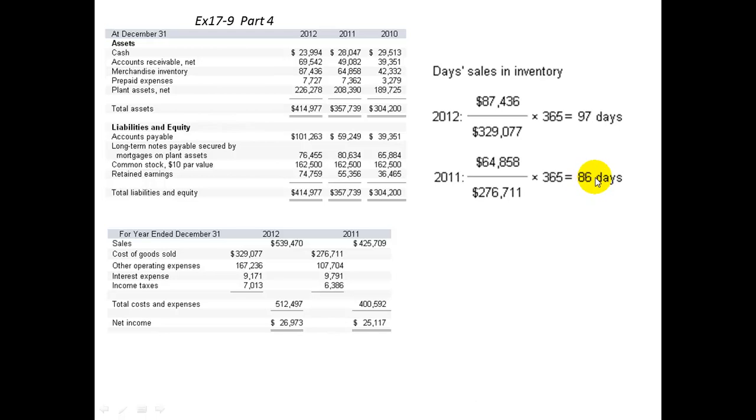And once again, it's getting higher, but I don't know if this is better or worse because we don't know what's considered the sweet spot for this. But all we can say is the trend is getting higher.